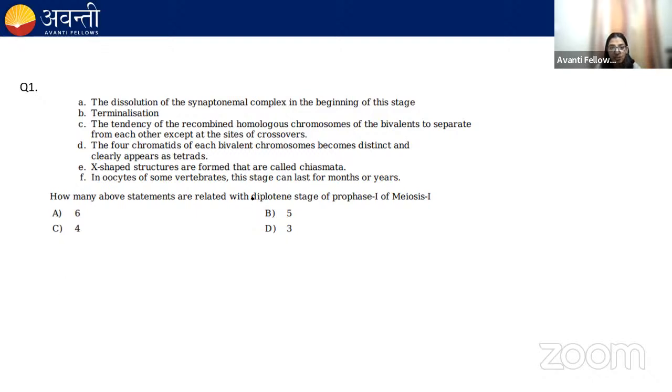They're asking with respect to the diplotene stage of prophase 1 of meiosis 1. Statement 1 says the dissolution of the synaptonemal complex in the beginning of the stage, yes. In diplotene stage, dissolution of the synaptonemal complex occurs. B is terminalization. In NCERT, the term terminalization is written with respect to chiasmata. The terminalization of chiasmata occurs in diakinesis.